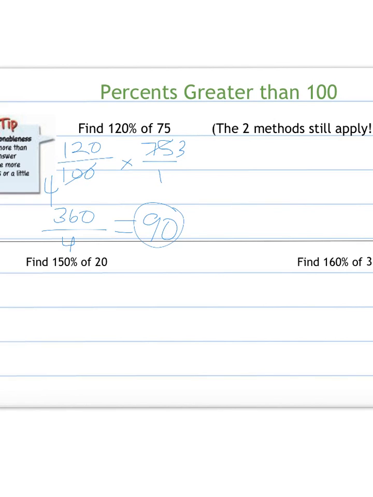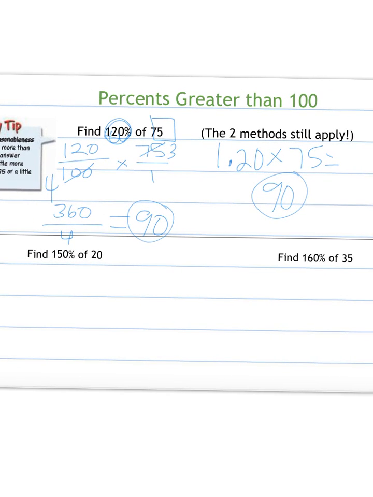Or I can take this and turn it into a decimal, move my decimal 1, 2 to the left. So now it's 1.20 times 75, which equals 90. Now, if you look at it, your answer is bigger than the number that we originally started with up here. And that makes sense because 120%, okay, 100% of 75 would be the full amount, 75. So any percentage more than that is going to give us a number bigger than 75. Okay?